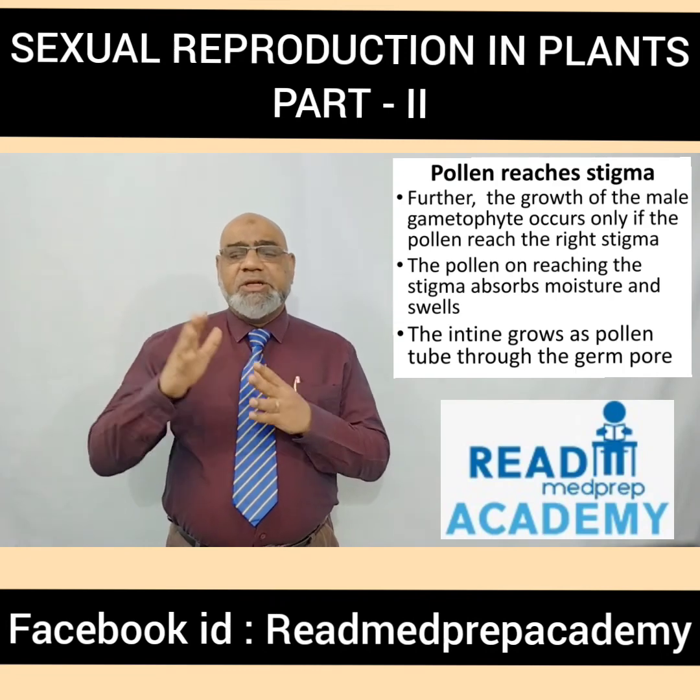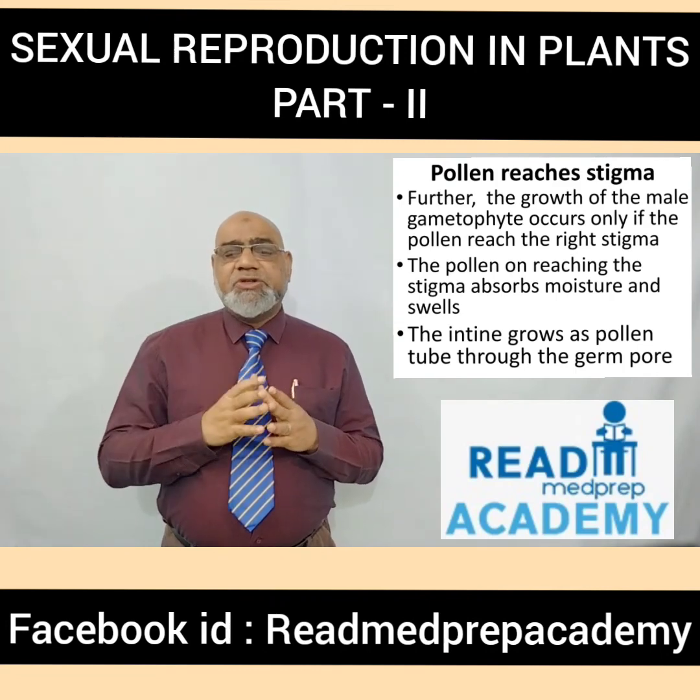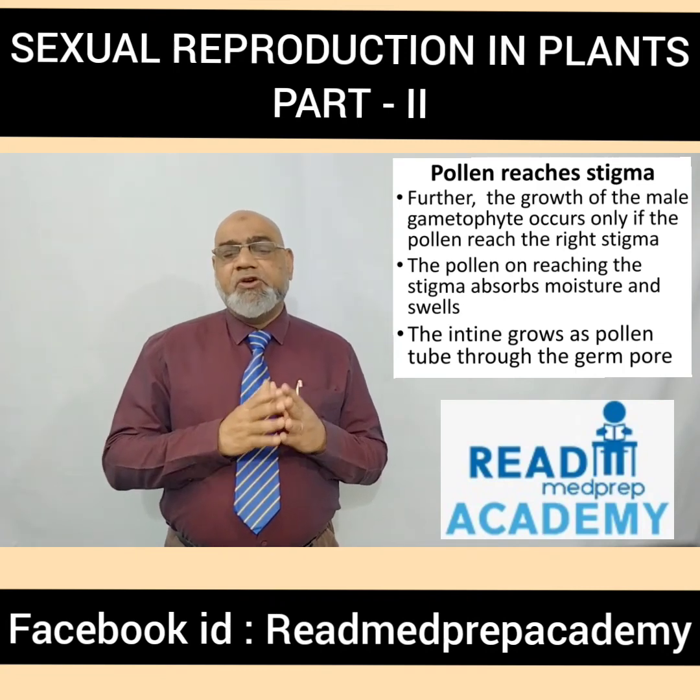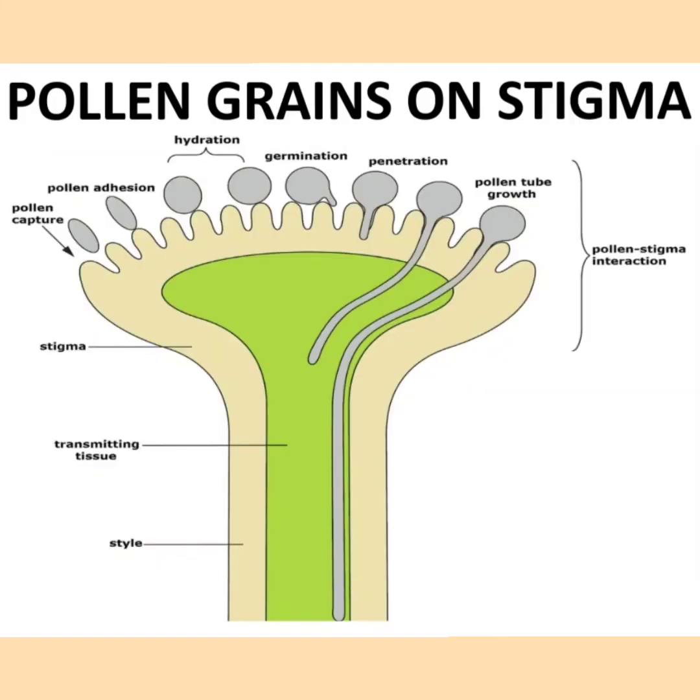The pollen on reaching the stigma absorbs moisture and swells. The intine grows as pollen tube through the germ pore. Here you can see the pollen stigma interaction. The pollen falls on the stigma and the pollen is captured by the stigma.